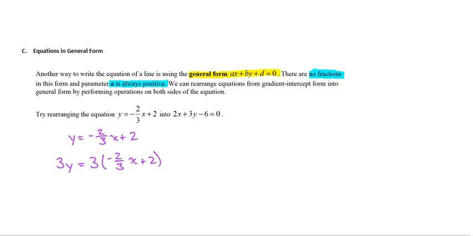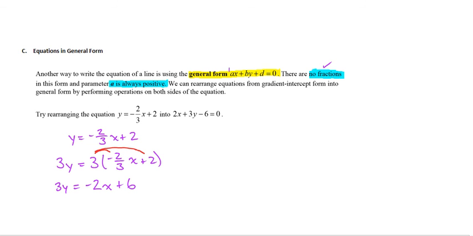And when this happens, a case for the distributive property comes up. So I have to distribute the 3 to both terms in the bracket here. So I still have 3y. 3 times negative 2/3 just becomes negative 2 because the 3's will cancel out, and 3 times 2 is 6. So I've achieved goal 1, which is to get rid of the fractions.